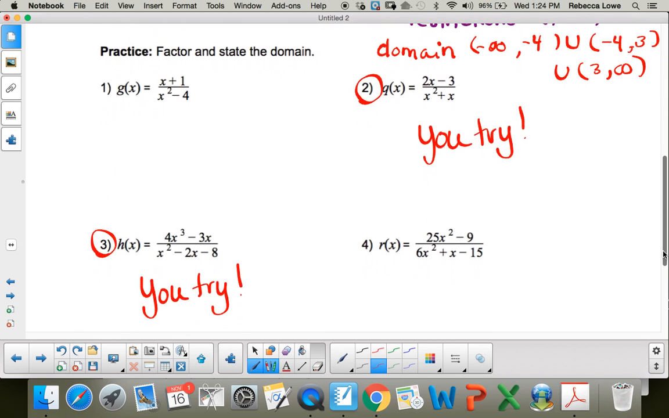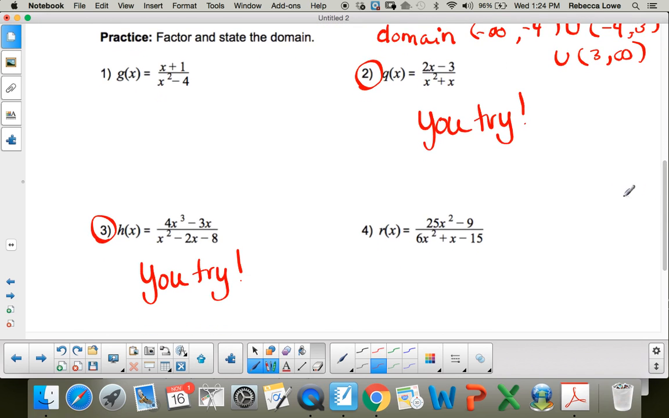You're going to do number 2 and 3 on your own, and I'm going to do 1 and 4 with you. So g of x, I'm going to factor. The numerator is already factored, so I'm going to put it in parentheses. X squared minus 4. Remember, this is a difference of squares. You also see me write it as DOS, difference of squares. So that factors to x plus 2, x minus 2.